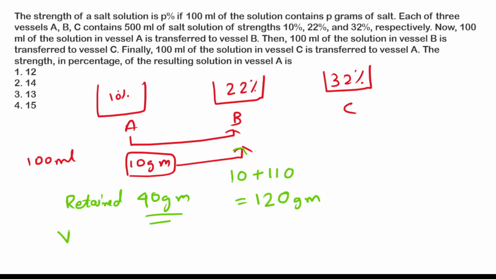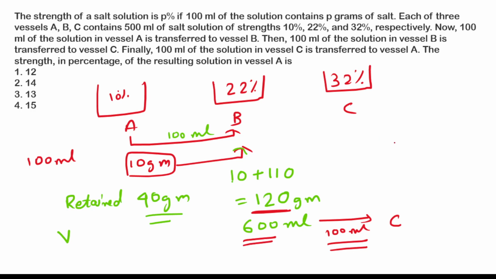And what is the current volume? Because 100 ml is moved, the current volume in B is 600 ml. Now the next event is to transfer 100 ml of B to C. In this 100 ml, what is the amount of salt? 120 gram is the amount of salt in 600 ml, so in 100 ml it will be 100 by 600 into 120. If you calculate this, this will be 20.